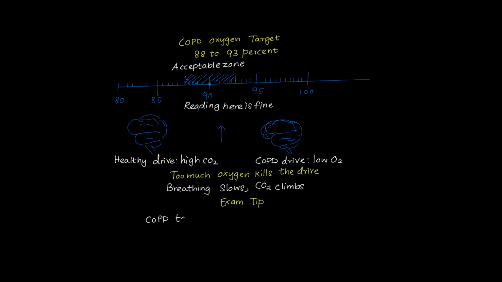Pulse oximeters still work in COPD. Supplemental oxygen use does not change the target range on its own. And below 95% is not automatically fine for everyone, just for COPD.